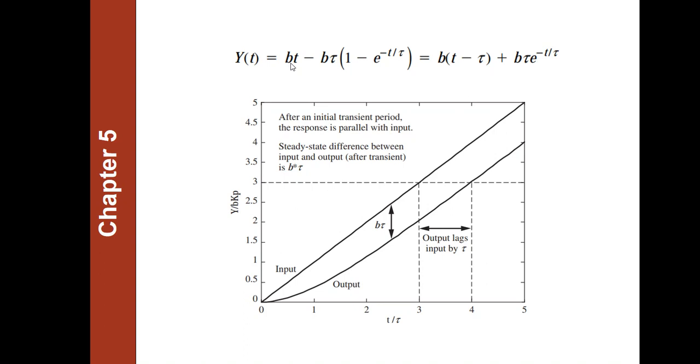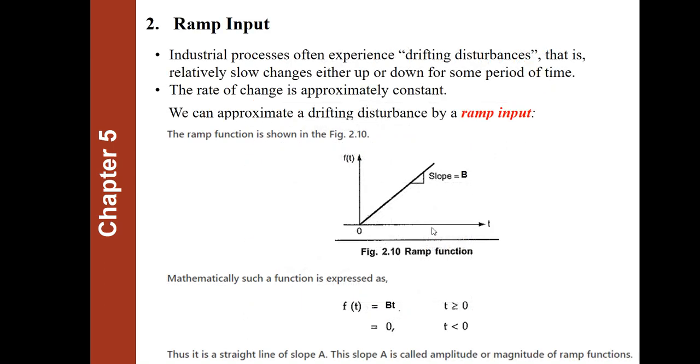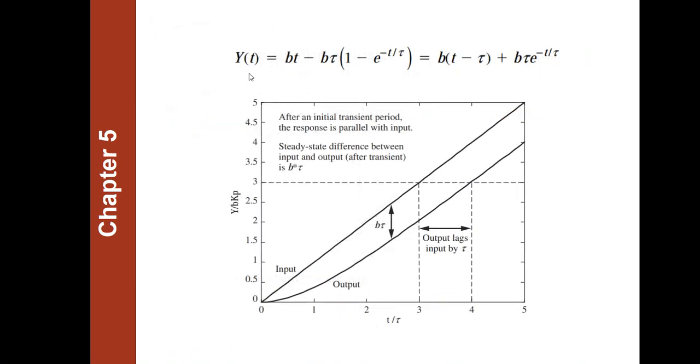So we have bt minus b tau times the quantity 1 minus e raised to negative t over tau. Or if we simplify, since both terms have the b, we could write this as big B or small b, doesn't matter. We multiply to t minus tau plus b tau e raised to negative t over tau. So you have the equation of the forcing function, and you have the response of that particular forcing function we call the ramp forcing function.